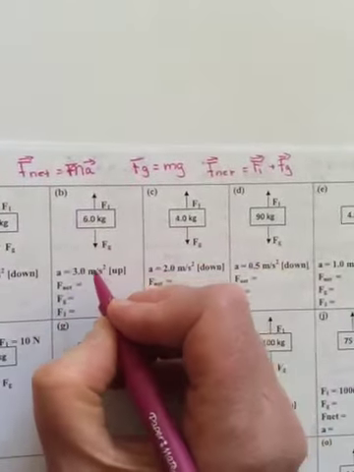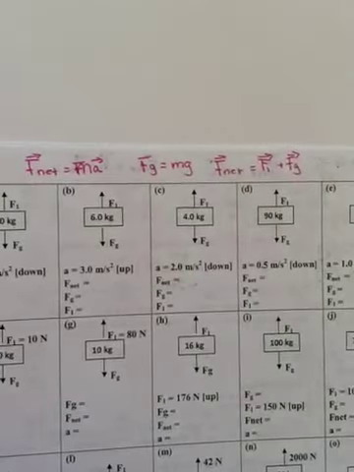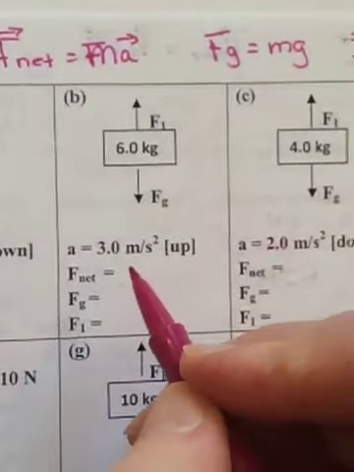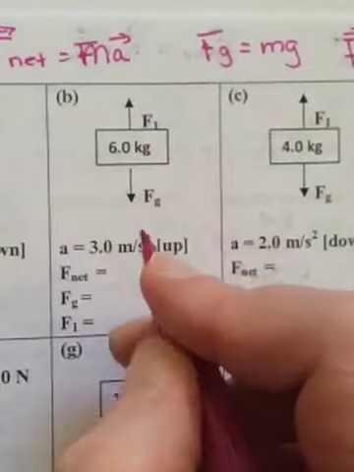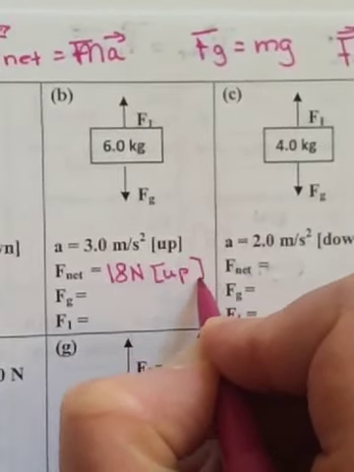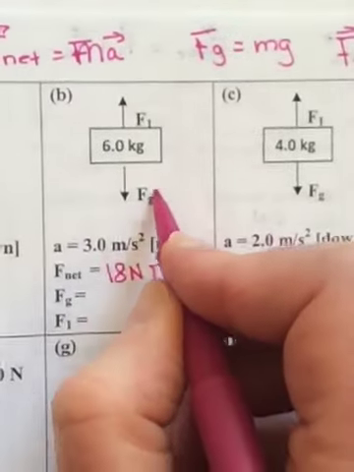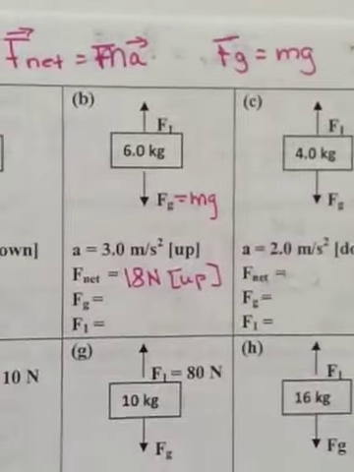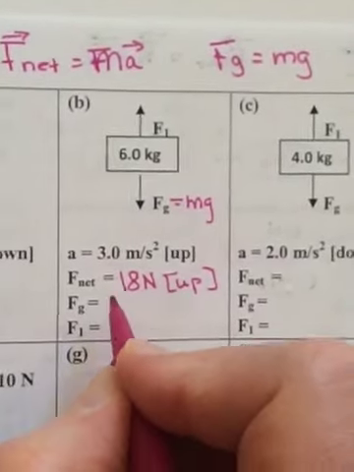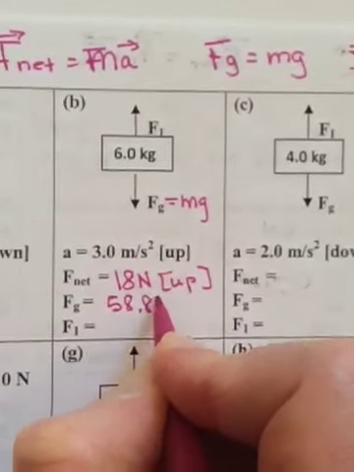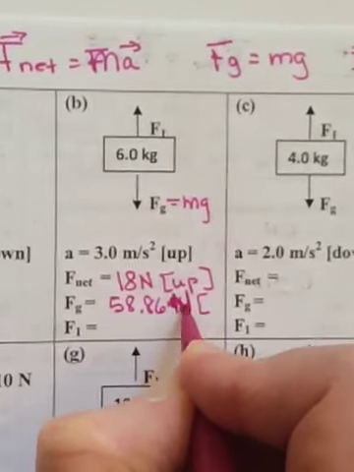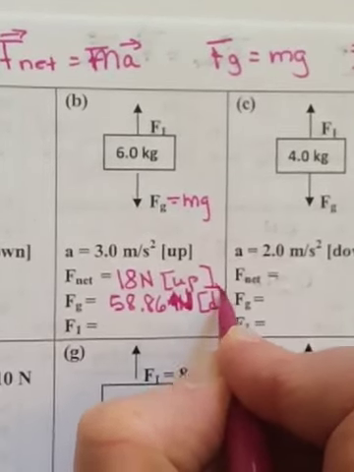Let's look at B. So in B, come on, there we go. In B, you have M and you have A, so you can multiply them. 3 and 6, 18 newtons, and it's up. And then FG is just going to be mg, so 6 times 9.81 is 58.86, and of course, that's newtons. Sorry, newtons, and of course it's down.